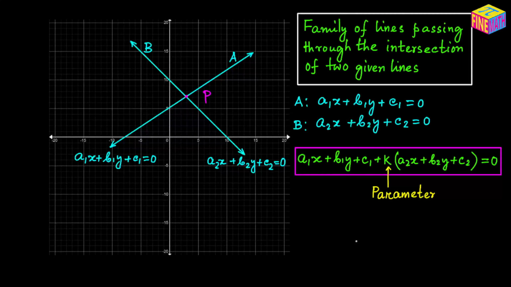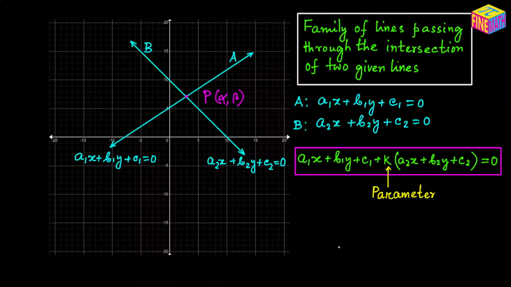Now how can we prove that yes, this equation actually represents the set of straight lines that will be passing through the intersection of the two given straight lines? Well, let's assume that the coordinates of the point of intersection of the two given straight lines, which is P, are like this. Let's say alpha comma beta.